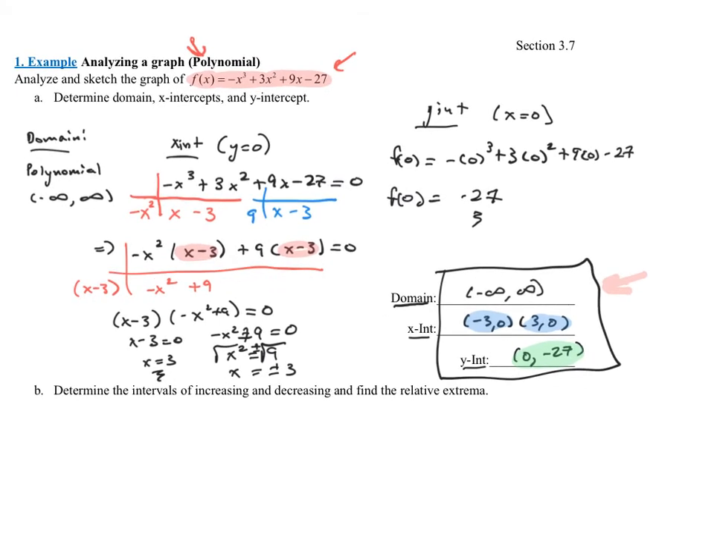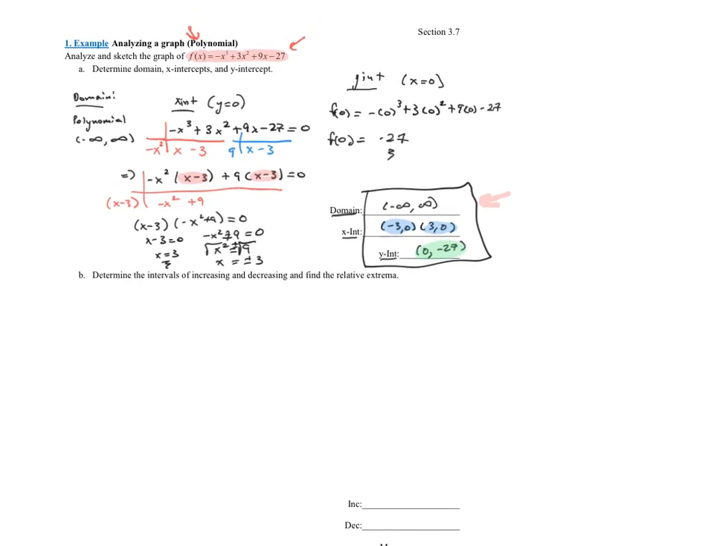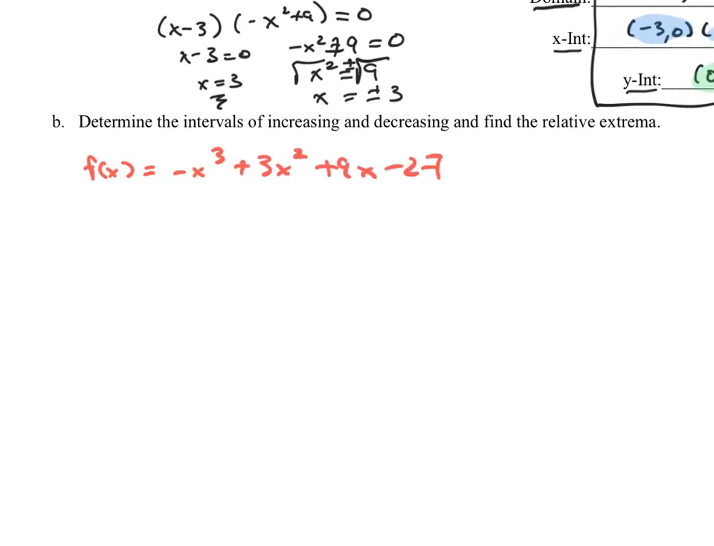We've now analyzed the original function, so let's start messing with the derivative. If we want to find intervals of increasing, decreasing, and relative extrema, we need to find the derivative. So I'm going to just real quick write down the original function here. The original function was negative x cubed plus 3x squared plus 9x minus 27. What we need to do is analyze the derivative, so let's find the derivative and find its critical values. The derivative using the power rule would be negative 3x squared plus 6x plus 9. Derivative of negative 27 is 0, of course.